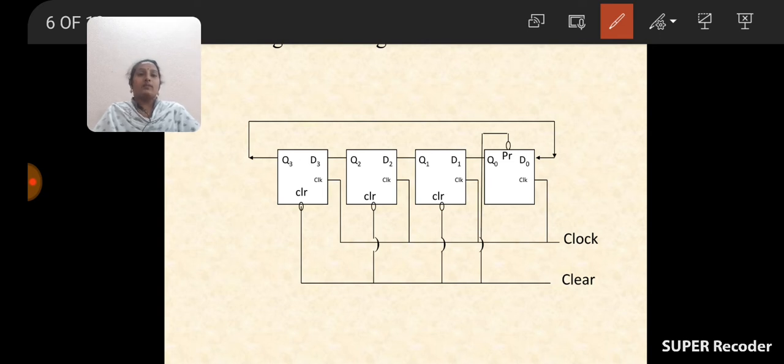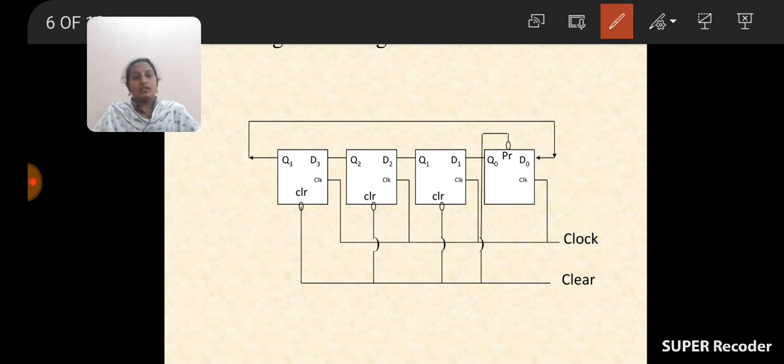In D flip-flop, what is the input? It is D and the output is Q. So in D flip-flop, always the output follows the input. Means whatever input we apply across the input, either high level or low level, simply that bit is passed to the output.